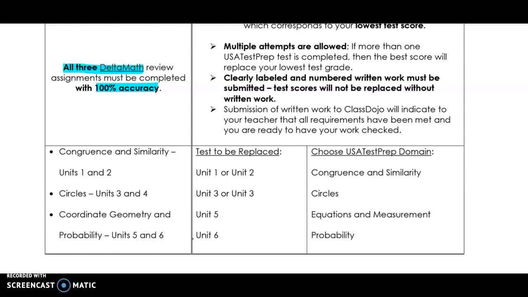When you've done all three of those, then you'll choose the USA Test Prep test, and you can take it as many times as you want. You will not earn the score for a retried question. So once you miss a question and you retry it, that question will not count towards your total points. But you can retry the entire test as many times as you want. Your score on your USA Test Prep test will be the score that actually replaces the test grade that was your lowest test grade in the gradebook.